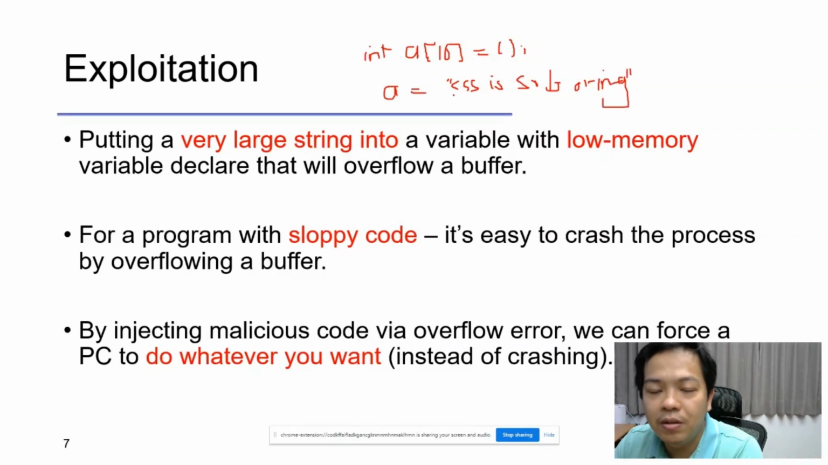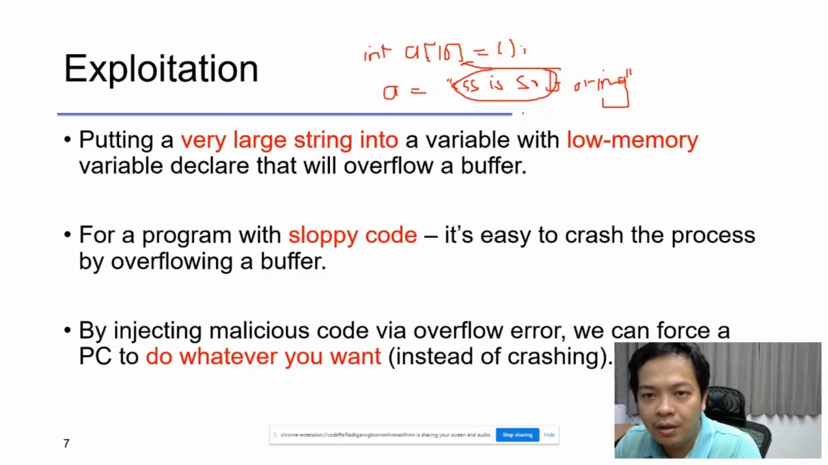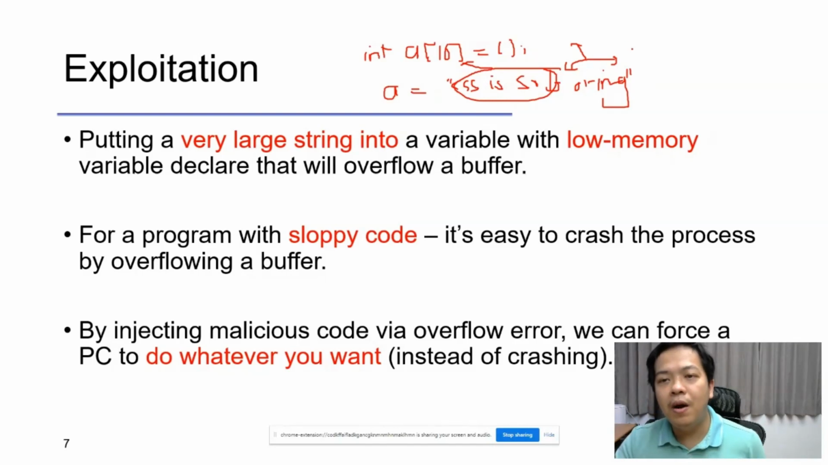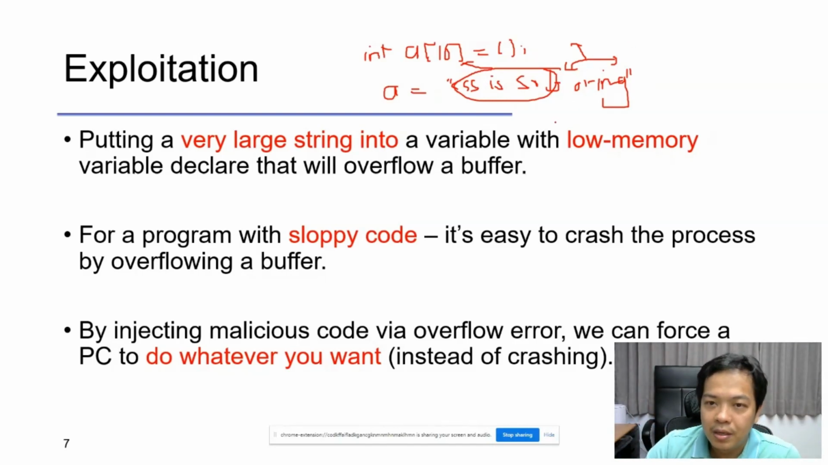Something like this. So you can count the number of characters: 1, 2, 3, 4, 5, 6, 7, 8, 9, 10. Okay, so this 10 can fit the memory allocation, but this one is not. So the question is, why does this problem happen?